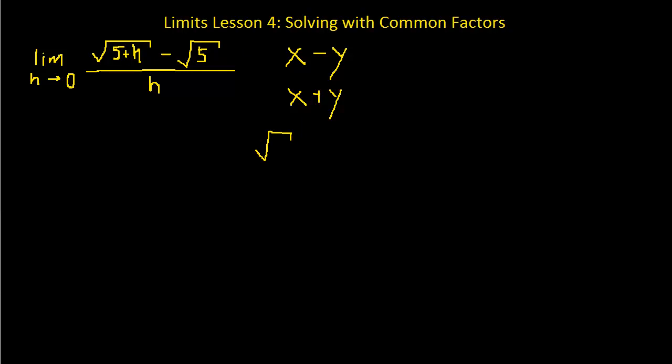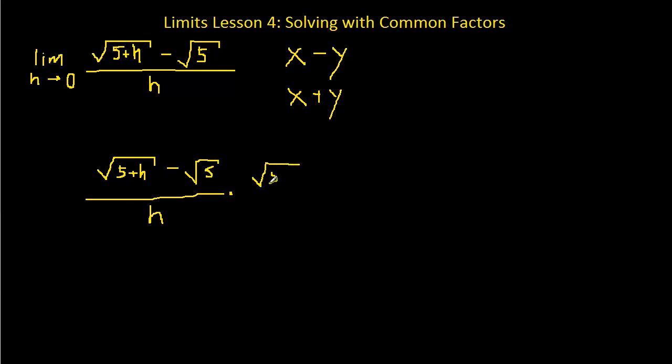Whoops, let me just get rid of this here. Our conjugate's going to be, I'll just redraw this, radical 5 plus h minus radical 5 over h. Now, I'm going to leave the limit up here for now, so I can just quickly do this calculation, but remember that we're going to bring this down later. So, anyways, now we're going to multiply by the conjugate here. Radical 5 plus h.